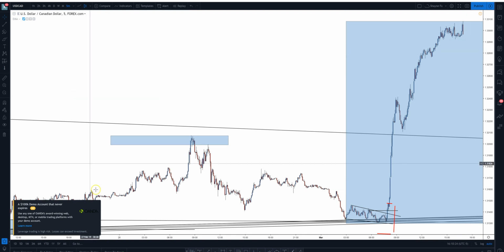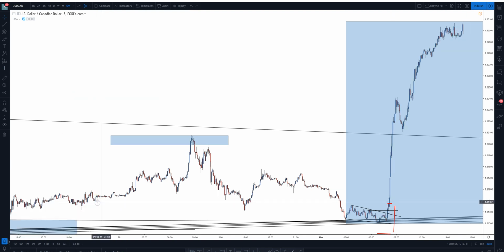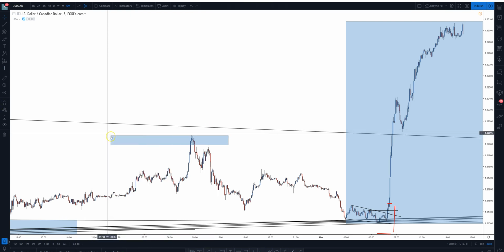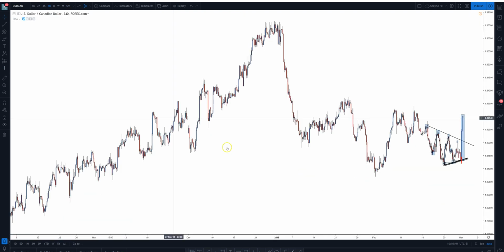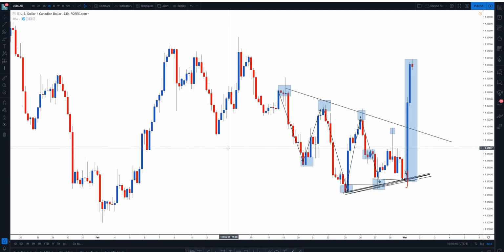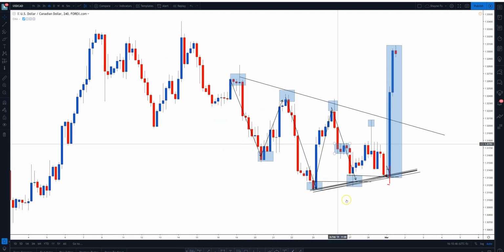You change time frame. Big tip. Don't ever stay on the same time frame that you entered on to look for your stop loss and take profit. Big note. But yeah, the market does what it had to do. It did what it needed to do, just following price action.